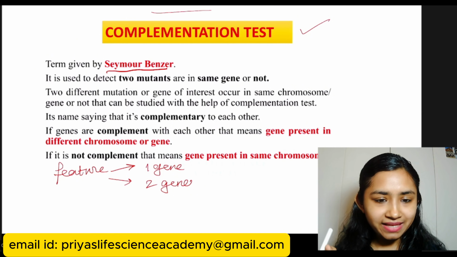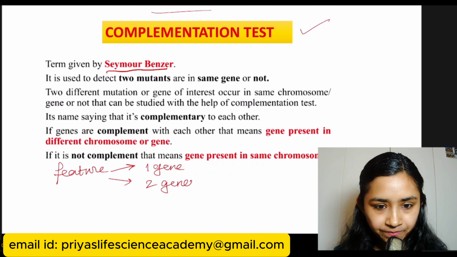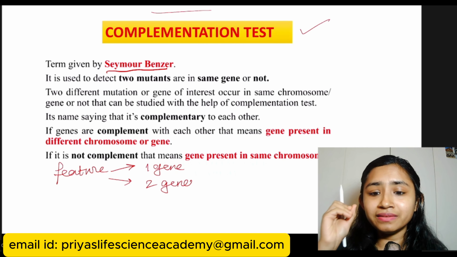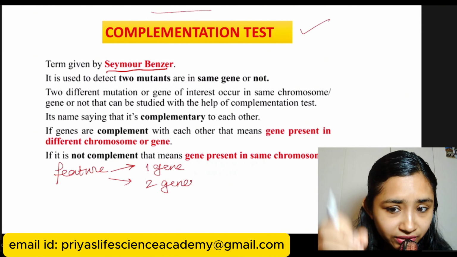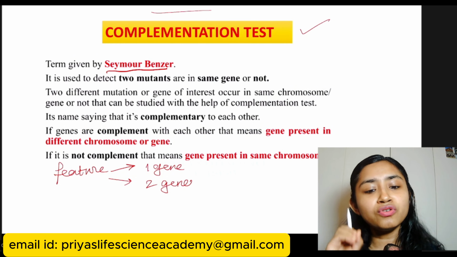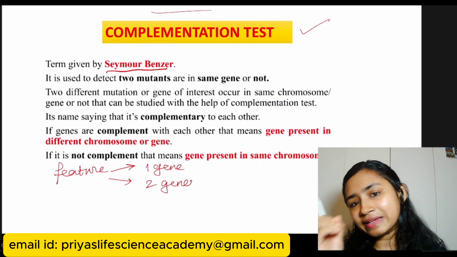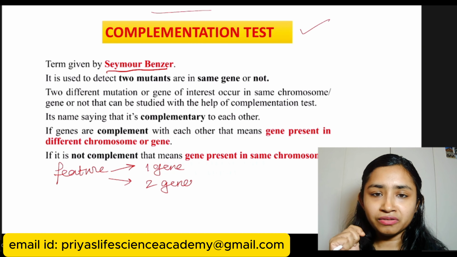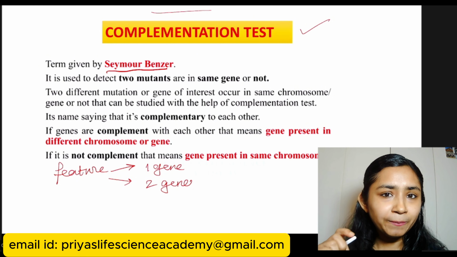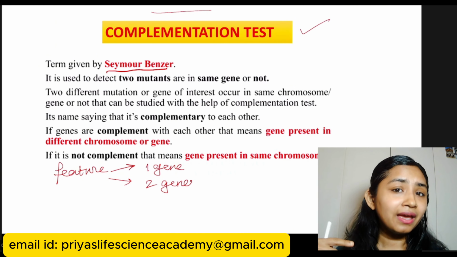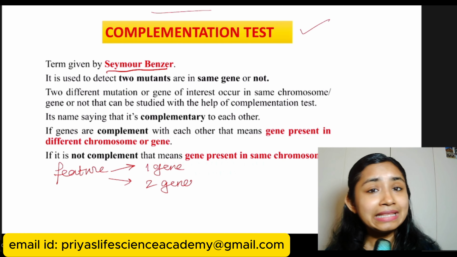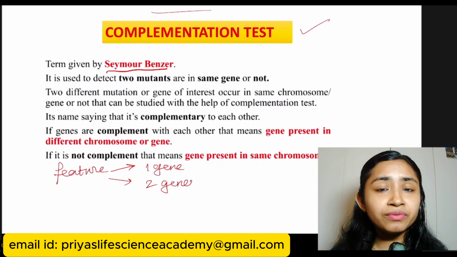Its name says that it's complementary to each other. So if genes complement each other, that means the genes are present in different chromosomes or genes. If they do not complement, that means the genes are on the same chromosome. So if you see that two genes are complementary to each other, they are on different chromosomes, and if they are not complementary, they are on the same chromosome. When I give you the example, it will give you a clearer idea.